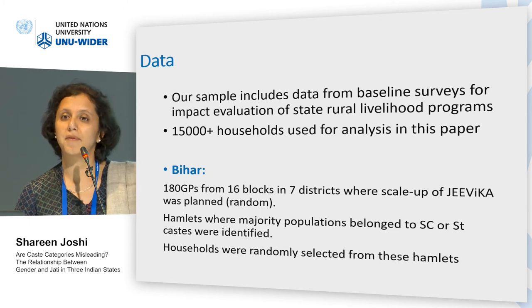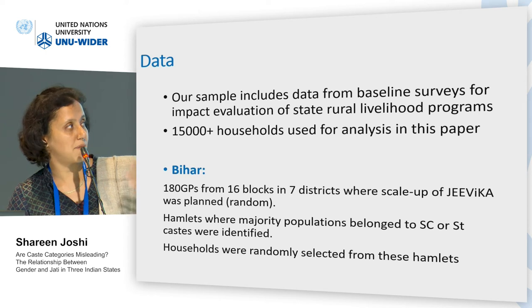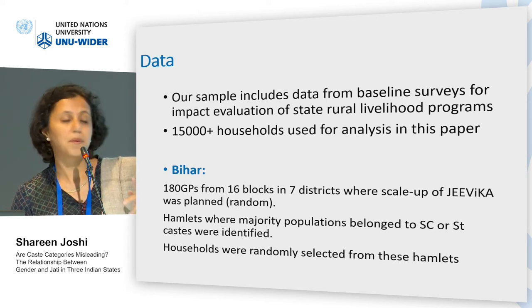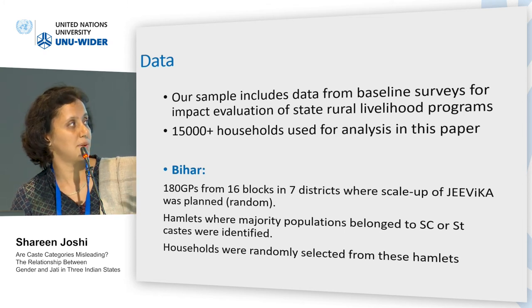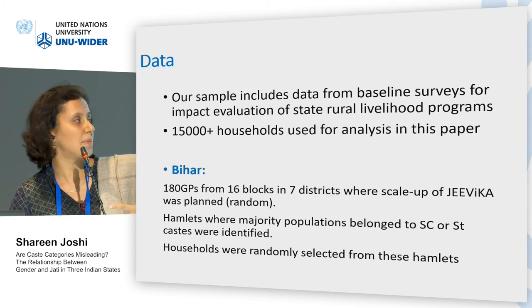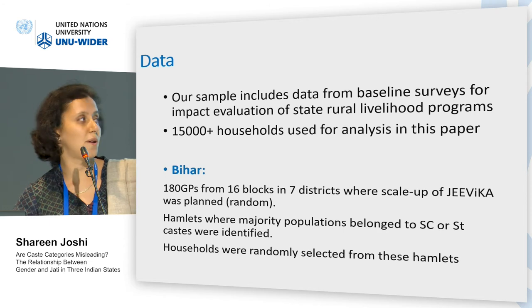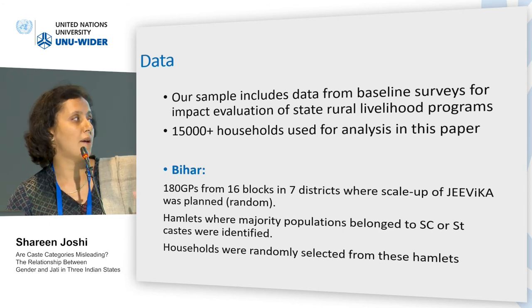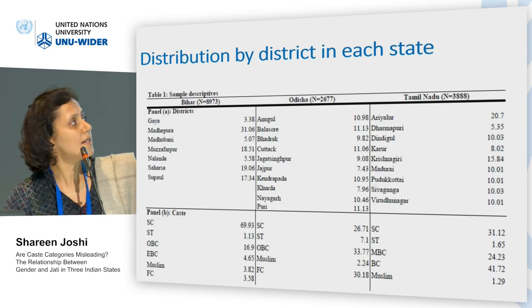In the paper, we have three states. This was a baseline survey and a follow-up survey. In the baseline survey, we have about 8,000 households, and then there was a follow-up which had about the same, 180 gram panchayats from 16 blocks in 7 districts, right, over samples of SC and ST populations, because that was part of the research design, and households were randomly selected from within hamlets. Okay, this is our distribution.